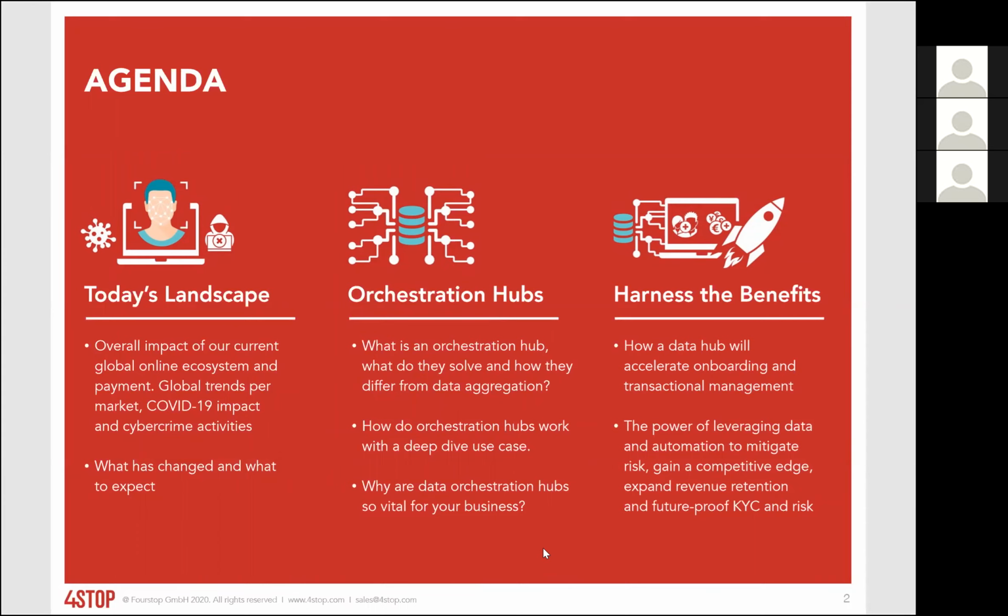Next up, we are then going to deep dive into the actual center fold of the presentation and webinar today, which is orchestration hubs. We're going to start out high level. What are they? How do they work? And what are the key things that they solve, where we're going to talk about the 3 Fs, as we call them: fraud, friction, and fees.